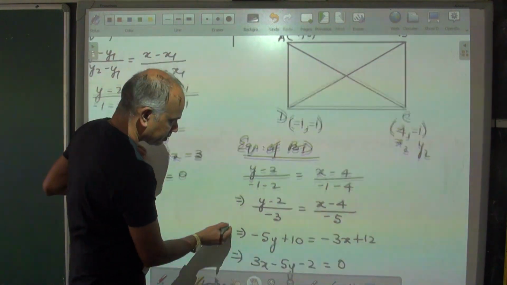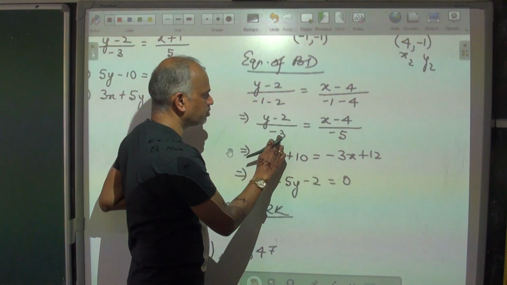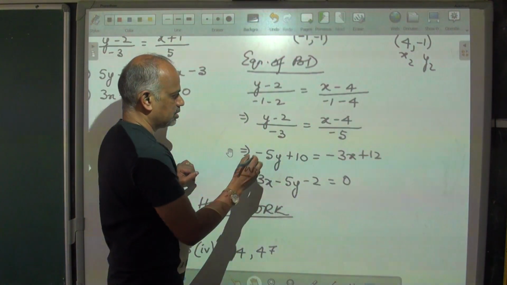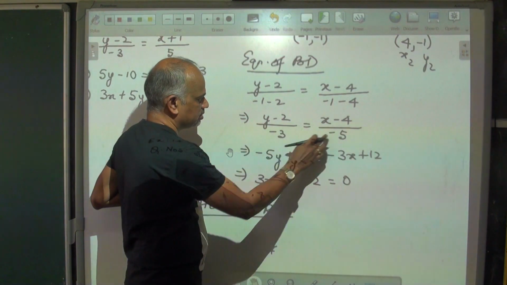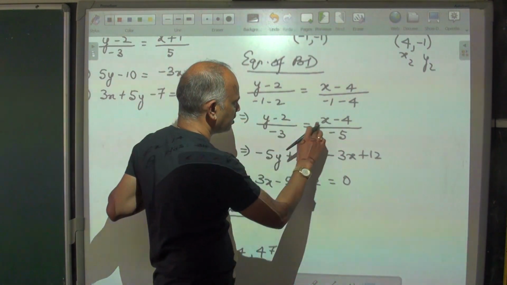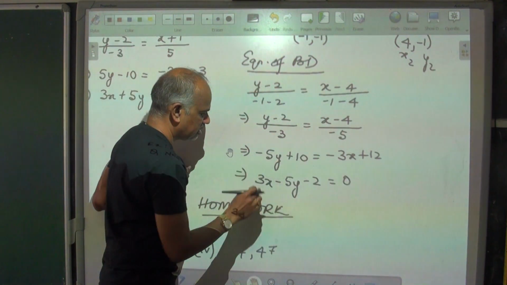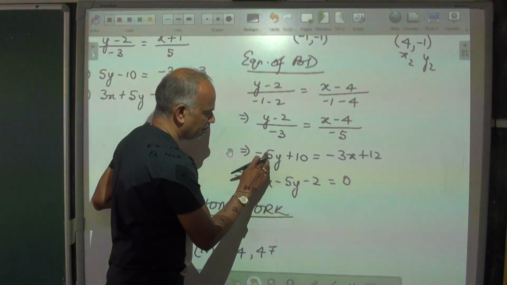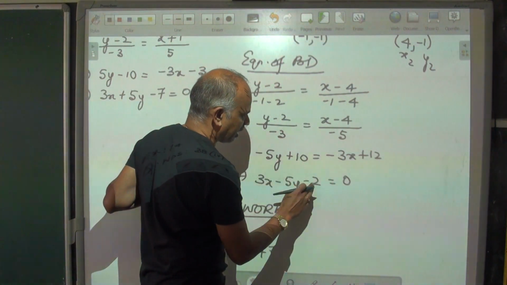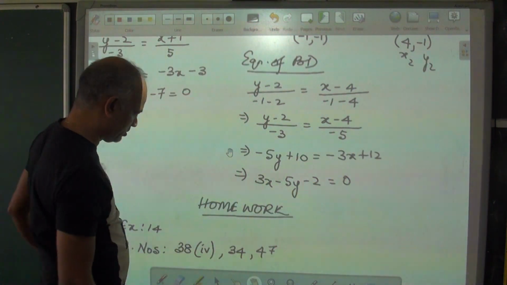And then simplify this: y minus 2 by minus 3 is equal to x minus 4 by minus 5. You can cross multiply. This will become minus 5y plus 10 is equal to minus 3x plus 12. Rearrange now: 3x minus 5y plus 10 minus 12, which is minus 2, is equal to 0, is the equation of the second diagonal.